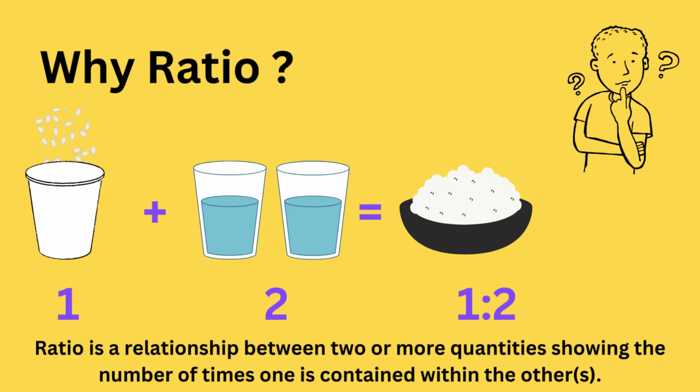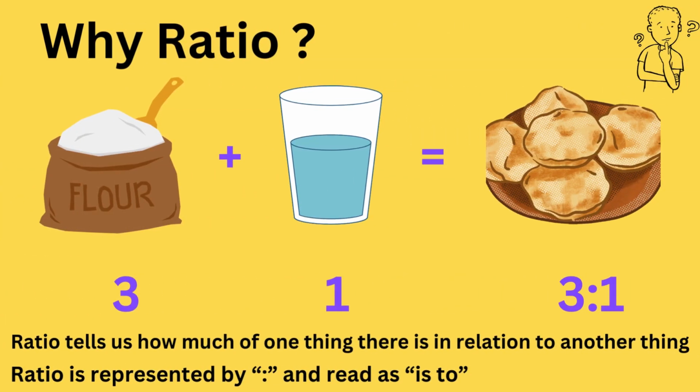Also kids, I repeat once again, here we are not comparing rice and water, but we are comparing the quantity of rice and water required, that is 1 cup of rice to 2 cups of water. Similarly, to make rotis, for every 3 cups of flour, we add 1 cup of water to make dough which can be rolled into rotis. So, ratio of flour to water for making rotis is 3 is to 1. Ratio is represented by colon and read as is to.